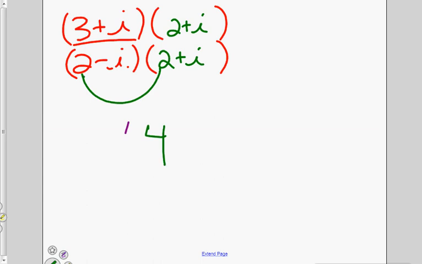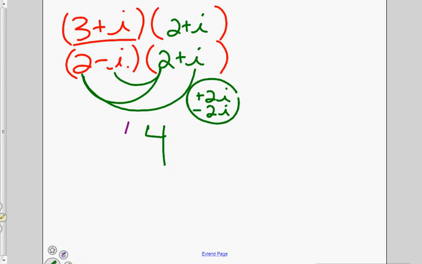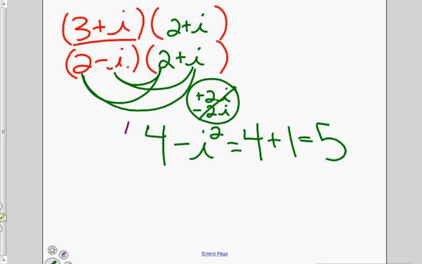4. When you did the outside, you got a minus 2i. And when you did the inside, you got a plus 2i. And what happened there? They canceled. And then we did last times last, which was negative i squared. But we all remember that i squared is negative 1. So the denominator ended up being 4 plus 1, or 5. So all this stuff was over 5 instead of being over an i.